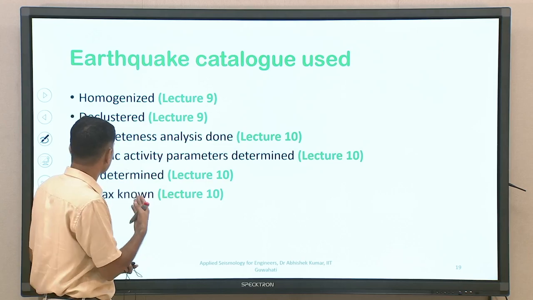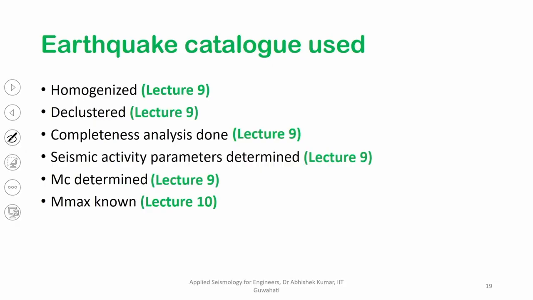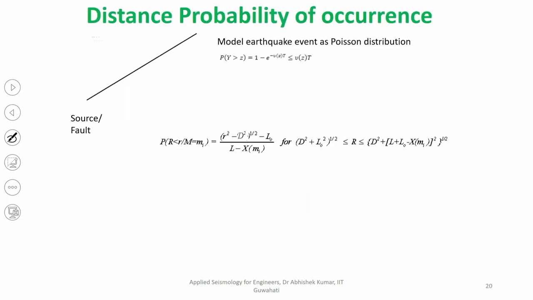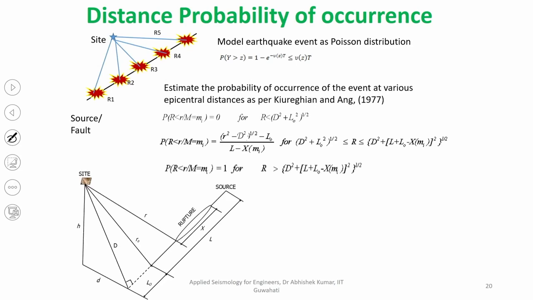So, we have an earthquake catalog which is homogenized, declustered, and completeness analysis is done, seismic parameters are determined, and then minimum magnitude and maximum magnitude have also been determined. Based on this, we can find out the distance probability. You can see the distance probability that rupture can happen anywhere. Kulkarni and Ng in 1977 gave these equations, based on which you can find the probability that rupture can happen at a distance r, which is user defined.